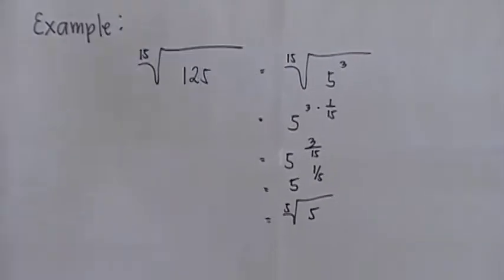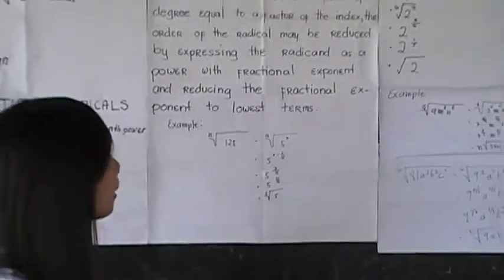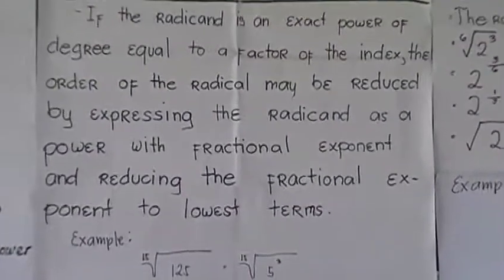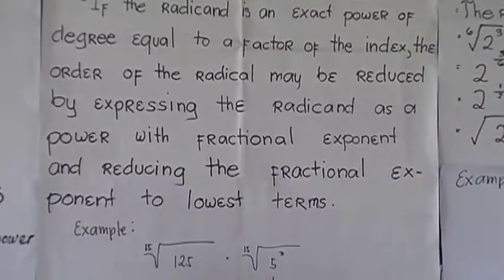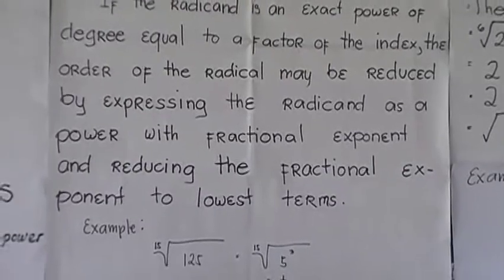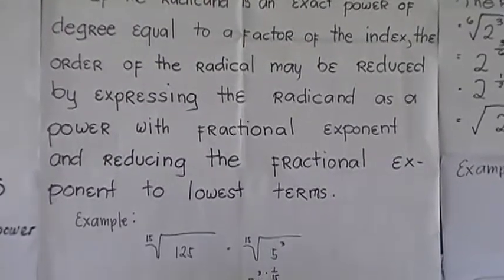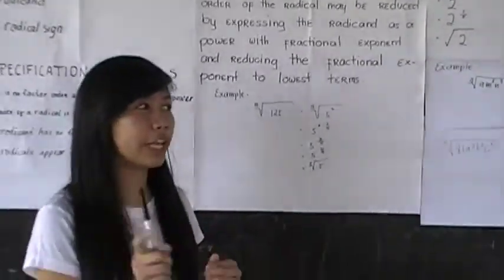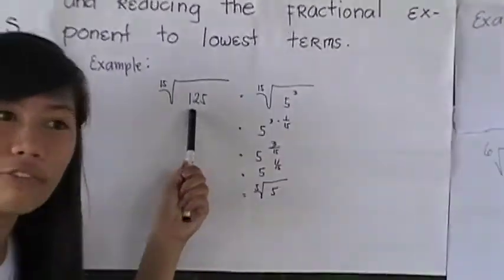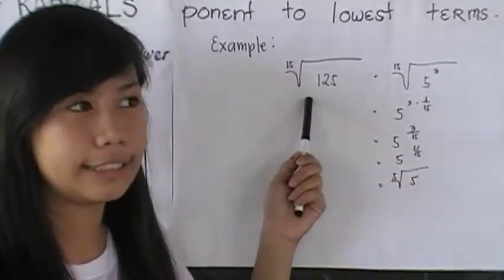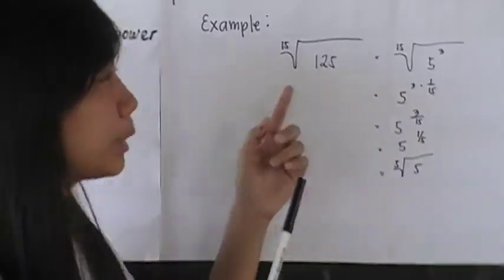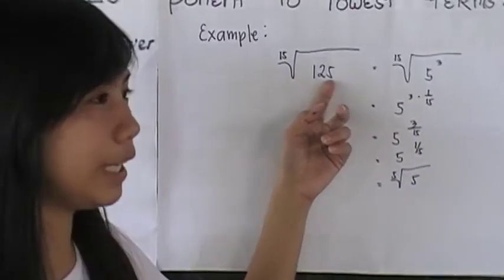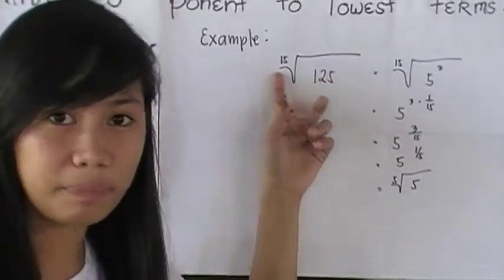As what is mentioned above, if the radicand is an exact power of the degree equal to a factor of the index, the order of the radical may be reduced by expressing the radicand as the power in a fractional exponent. So, first, we will find a factor of 125, which is, let's say, the exponent may be simplified with 15.